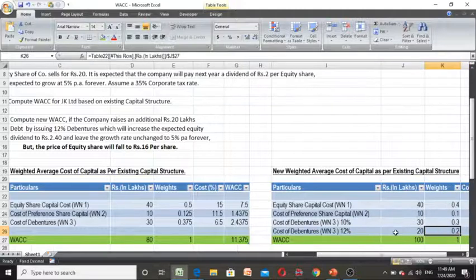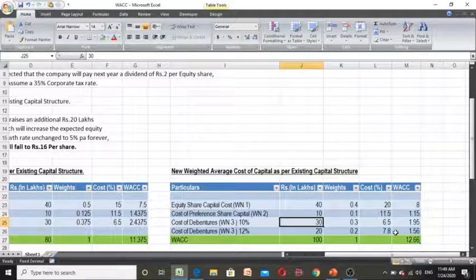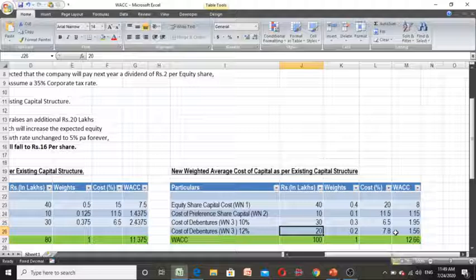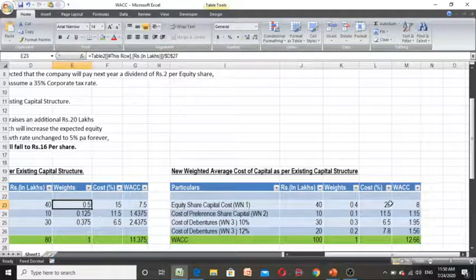Fine. And we already know that the amounts assigned to these are 40 lakhs, 10 lakhs and 30 lakhs as per the existing capital structure. Only one addition, since they are raising more money by issuing 12% debentures, we are getting 20 lakhs over here. Okay, fine. So the total comes out to be 100 lakhs now. Alright. Now similarly, just as we found the weights for these columns, we have to find the weights for equity capital, preference shares, the debentures and the 12% debentures. Right. So we know how to find these weights.